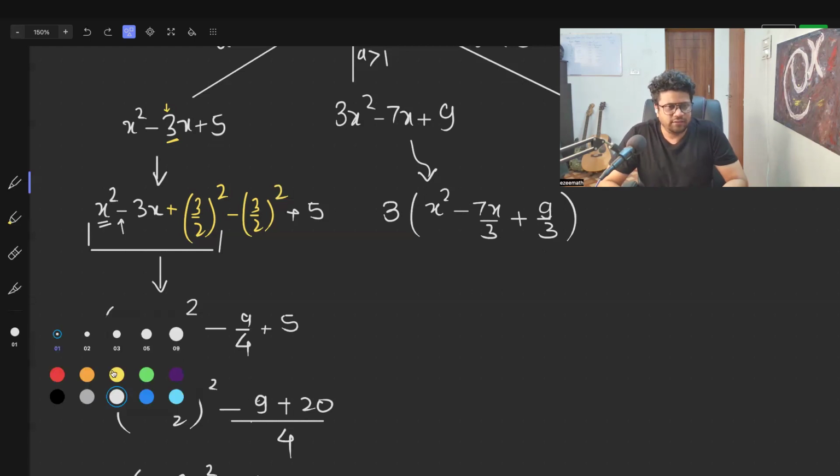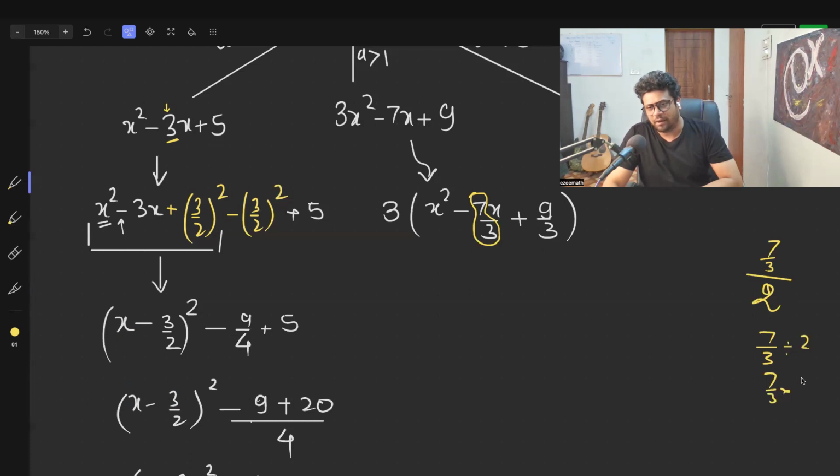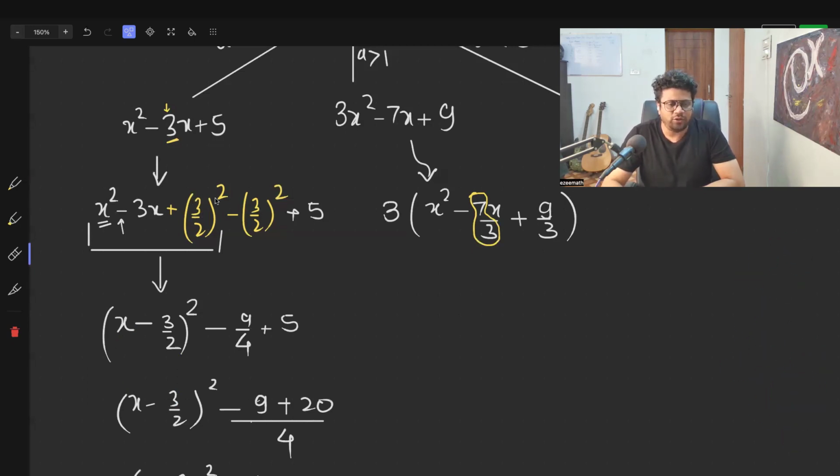What you do next is look at the coefficient of x now. It's 7 over 3. Divide that by 2. 7 over 3 divided by 2 is 7 over 3 multiplied by 1 by 2. That becomes 7 over 6. Just like you did (3 divided by 2) squared minus (3 divided by 2) squared, here you're going to do half of 7 by 3, which is 7 by 6. I just showed it to you.